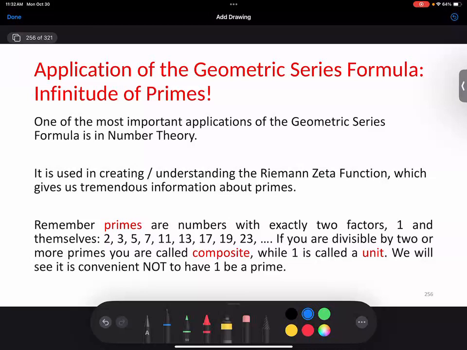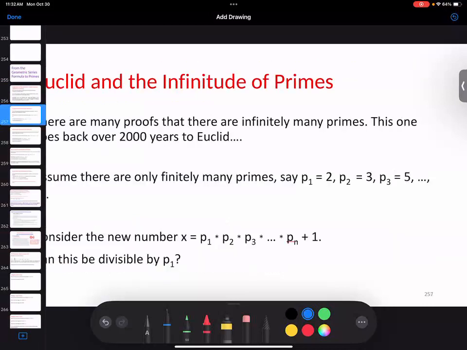The reason we want 1 to be a unit is that if 1 is a prime, we lose unique factorization. This is the fundamental theorem of arithmetic: every number can be written uniquely as a product of primes in increasing order. And if 1 is considered a prime, then I can put in any power of 1 without disturbing things.